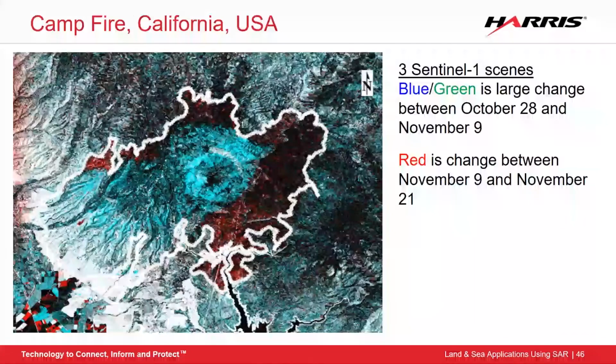And here are the results. We're using 3 images to generate this coherence change detection, 1 from before the fire and 2 during. The bright blue-green color in the middle shows the areas that had major change during the first period of the fire, up to the end of November 9th. The ring of red around that shows the major change between November 9th and November 21st. We can see how these burn areas clearly change over time.